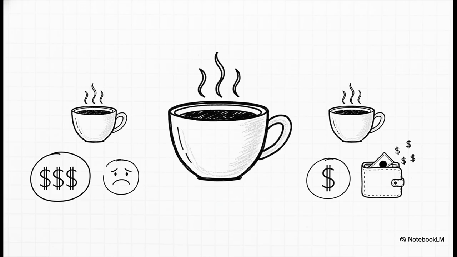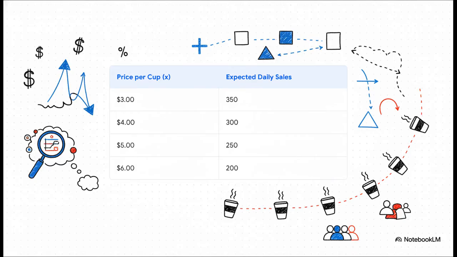So let's meet our company, a new coffee shop. We'll call them Artisan Roast. They've got a fantastic product, but they're facing a challenge that every new business faces. What is the right price for their coffee, right? If they set it too high, they're going to scare away customers. But if they set it too low, they're just leaving money on the table. They have to find that perfect price point. Every smart business decision has to be based on data.